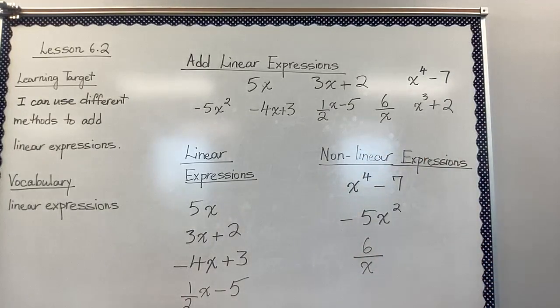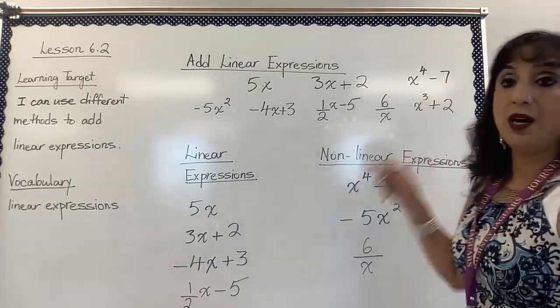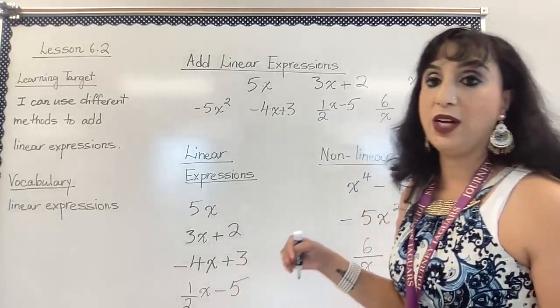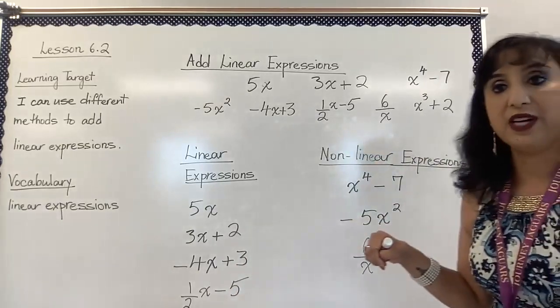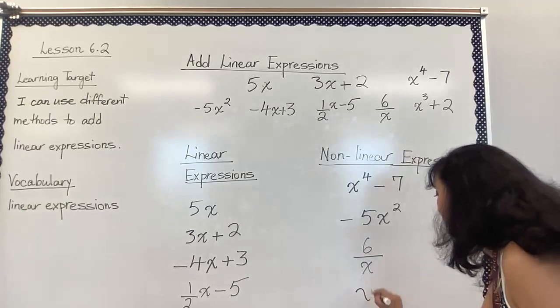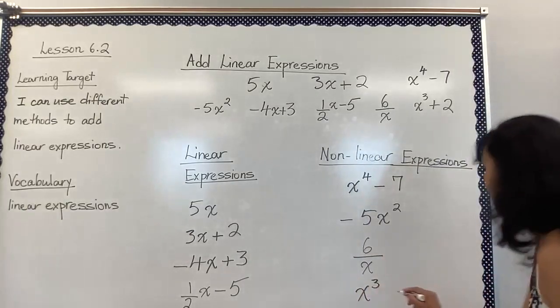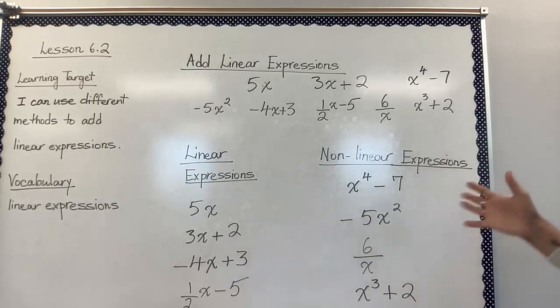And then let's look at the last one, x cubed plus 2. X cubed makes it a power which is greater than 1. And so we know that in a linear expression, my exponent can only be the first power. So for it to be cubed, that means this is a non-linear expression. So this is the big difference between linear and non-linear. If you can just look at these examples to get a better understanding.